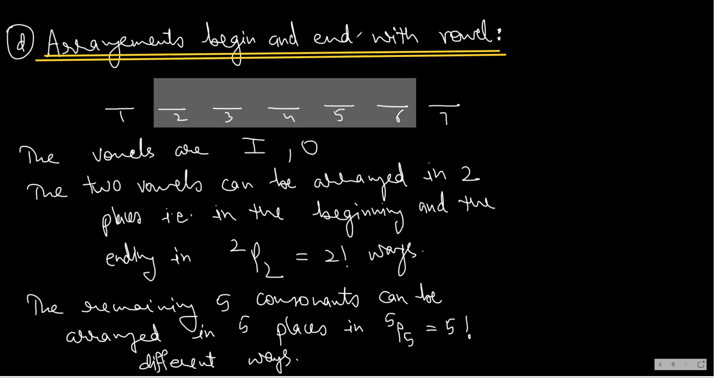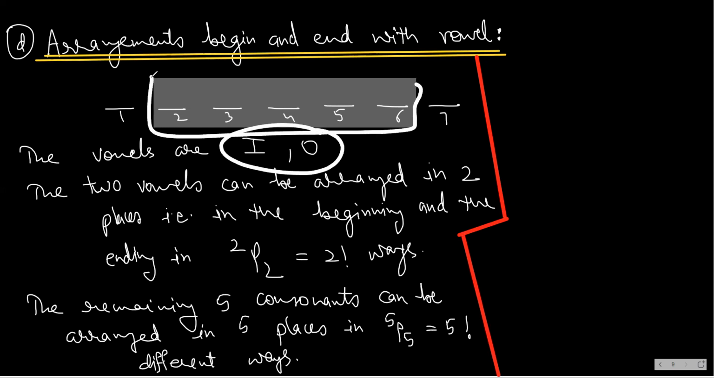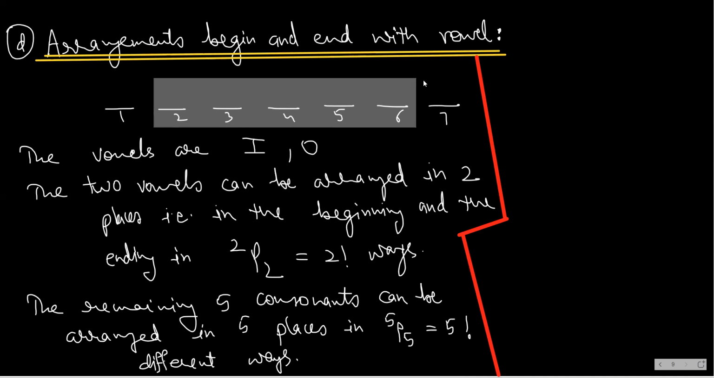You will have to multiply these two. Why multiply? Because you needed to arrange the vowels and the consonants. The vowels at these two places and the consonants in the word coming. So multiply the vowels and the consonants. I'll write here, see this and this will be multiplied.